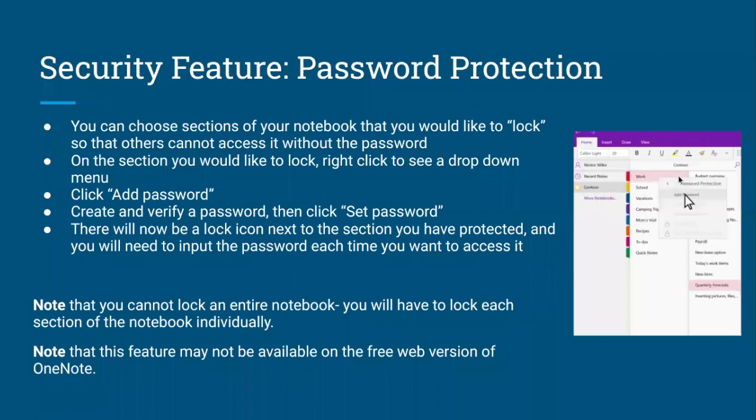So as you can see here, once you right-click on a section, this drop-down menu will appear and you would just simply click on Add Password in order to enter a password. Then once you're done, you will have the option to unlock all of your locked sections at once or just unlock one specific section.